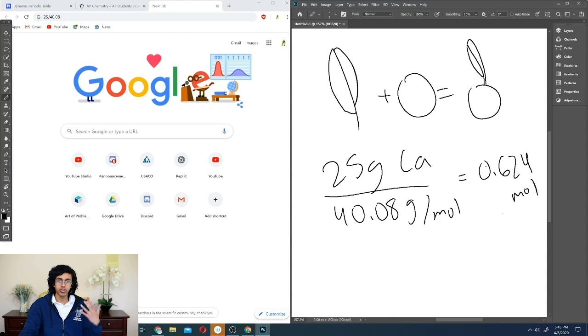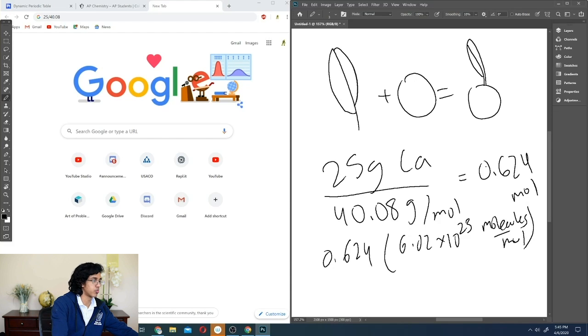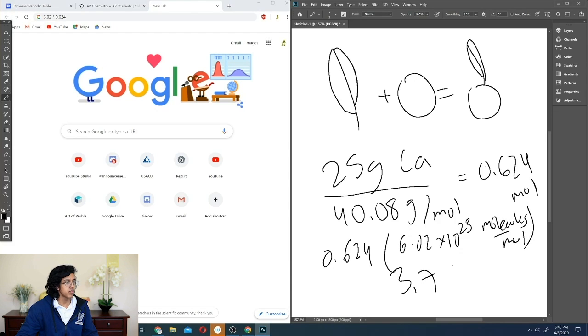Epic. And if we want to convert from moles to molecules, we just use our same conversion factor. Just think of everything as conversion factors. 0.624 times 6.02 times 10 to the 23 molecules per mole. And boom, what is 6.02 times 0.624? 3.76 times 10 to the 23 molecules. Because see, moles cancels out, you're left with molecules, and that's what we wanted. Very cool.